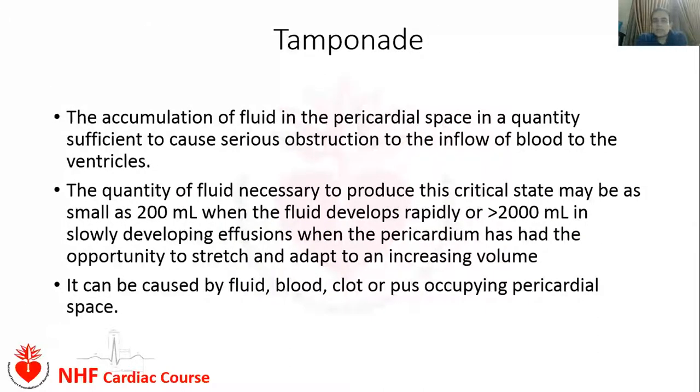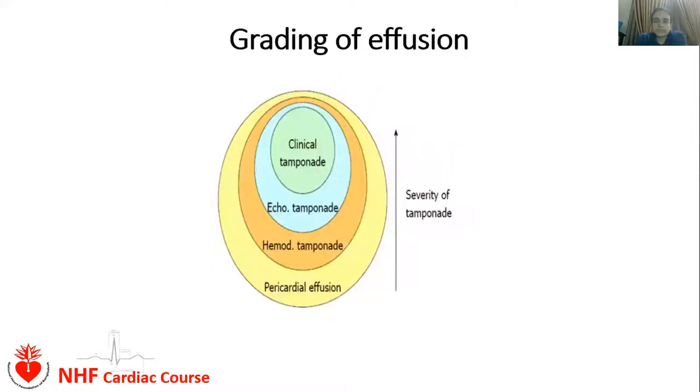The quantity of fluid necessary to produce this critical state may be as small as 200 ml when the fluid develops rapidly, or more than 2000 ml even in slowly developing effusions. This fluid can be blood, clot, exudative or transudative fluid, or even pus.